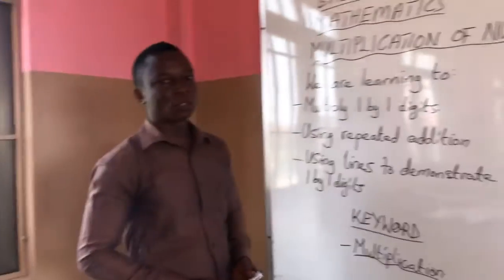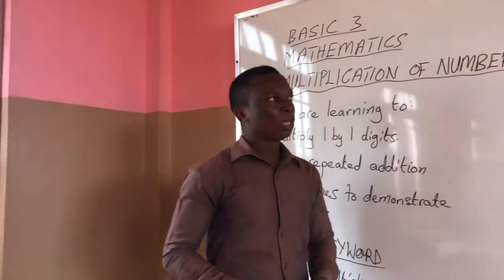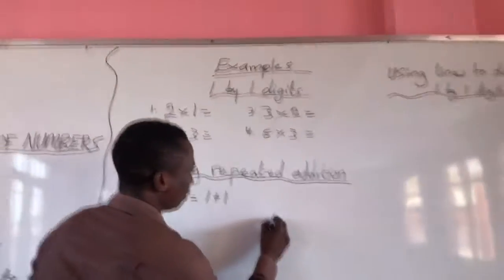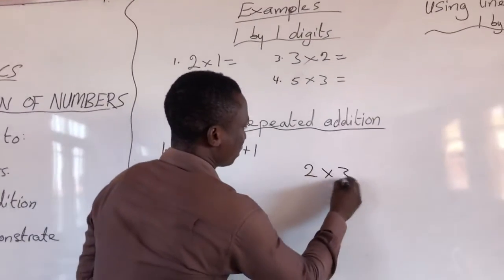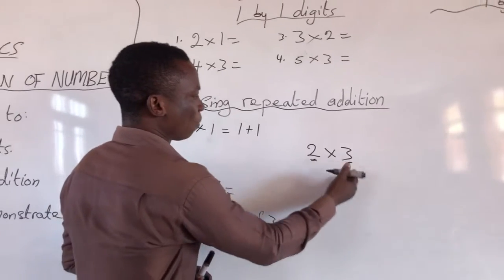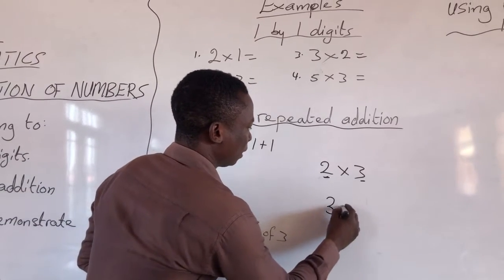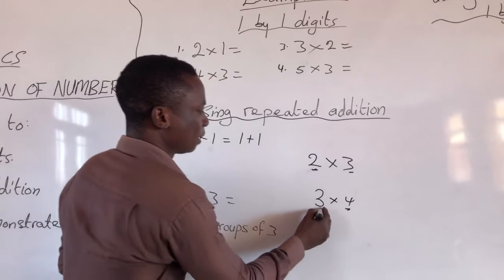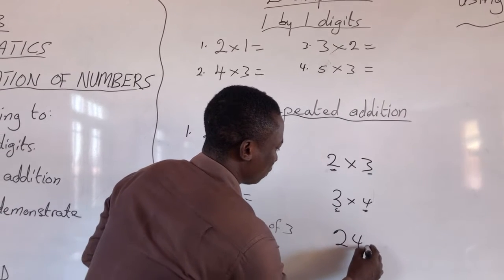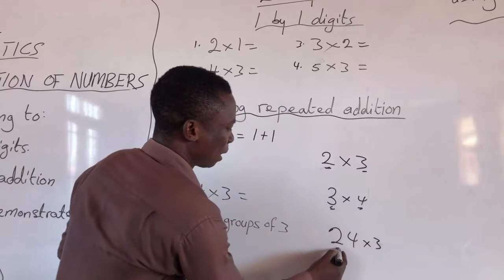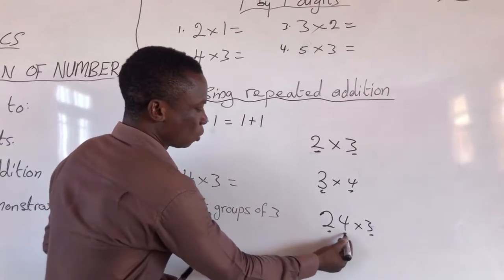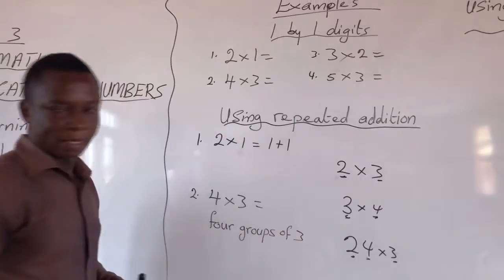Multiplication. Alright, let's look at a few examples on one by one digits. Anytime you have something like 2 times 3, this is one digit, this is one digit, so it's 1 by 1. When you have 3 times 4, one digit, so it's 1 by 1. But when you have something like 24 times 3, this is 2 digits by 1. Alright.